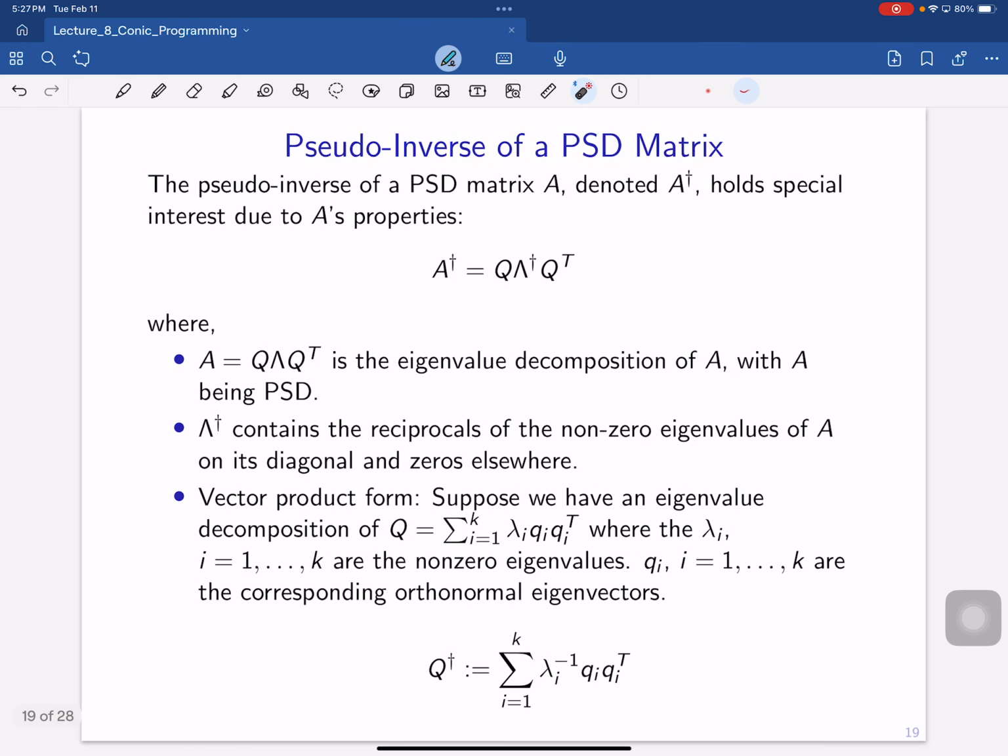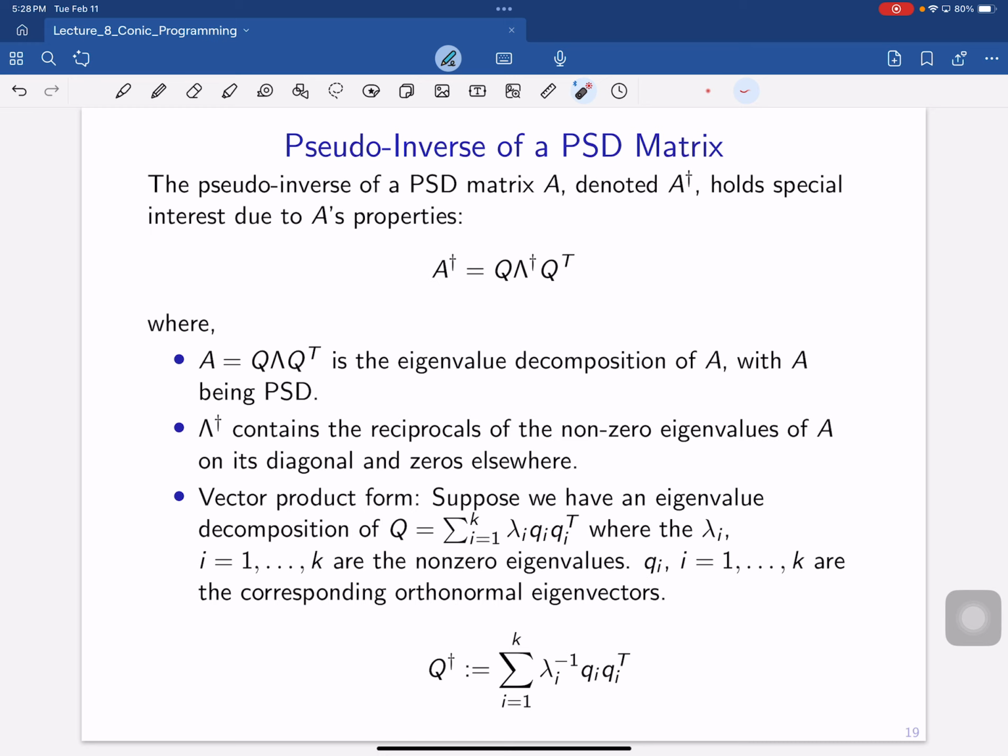Now let's introduce a new concept called pseudo-inverse. Maybe we didn't talk about it in the linear algebra review. We know that if a matrix is full rank, you can take the inverse of that matrix. But when a matrix is not full rank, the inverse doesn't exist. So people define something called pseudo-inverse to generalize the concept of inverse matrices. For PSD matrices, there is a special way to define or calculate the pseudo-inverse.